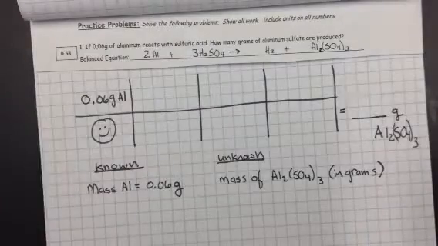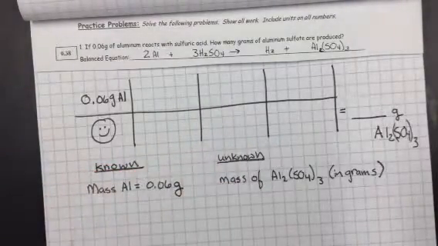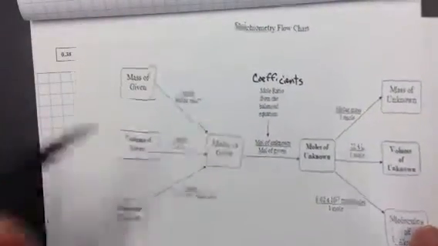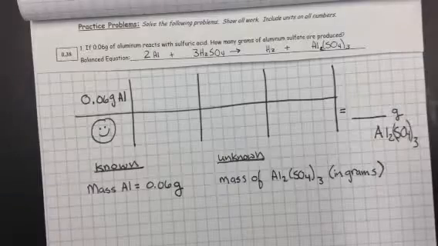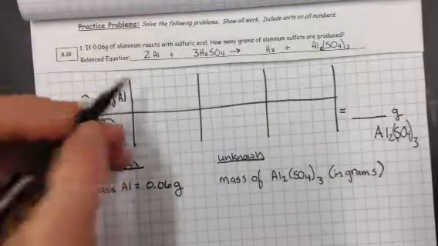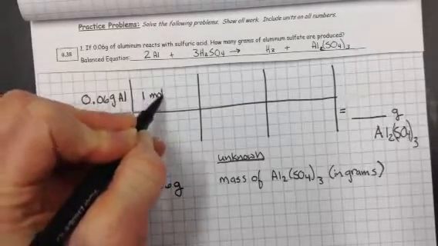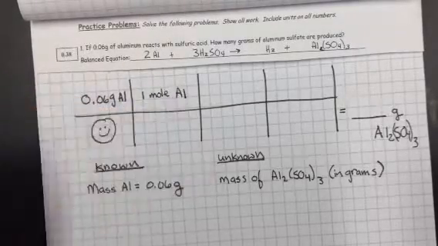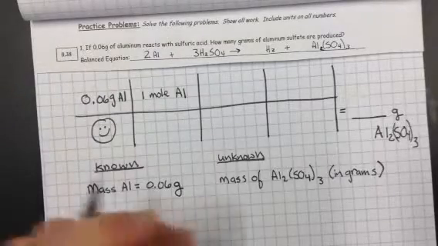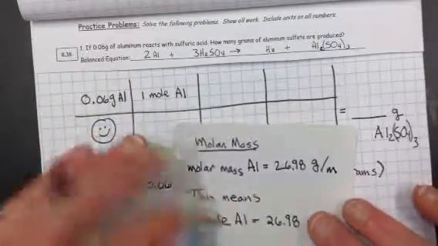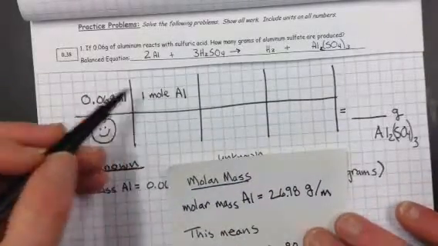So let's take a look at our T-chart. We have 1, 2, 3 steps. Step 1, mass of given to moles of given. Okay, this means that we need to go from mass to moles. So 1 mole of aluminum. Well, we need the molar mass of aluminum because we have mass and we're going to moles.